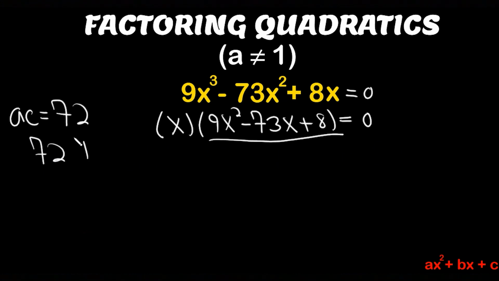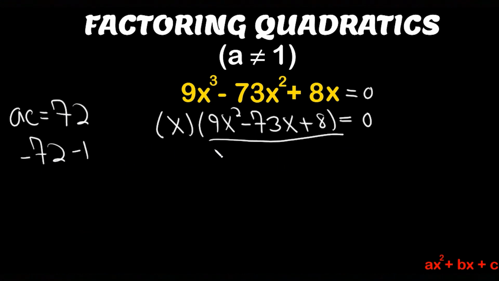Okay, 72 and 1. When I multiply them, I get positive 72. Now, when I add them, I get positive 73, not negative 73. So again, to get around that, we're just going to make them both negative. So now when I multiply them, I still get that positive 72. But when I add them now, I get the negative 73.